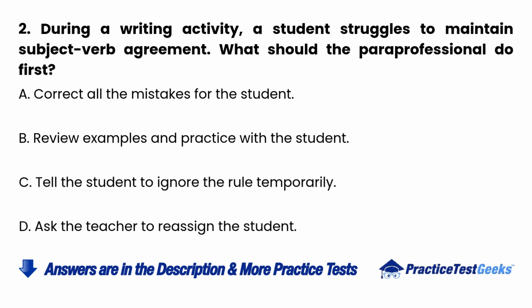2. During a writing activity, a student struggles to maintain subject-verb agreement. What should the paraprofessional do first? A. Correct all the mistakes for the student. B. Review examples and practice with the student. C. Tell the student to ignore the rule temporarily. D. Ask the teacher to reassign the student.